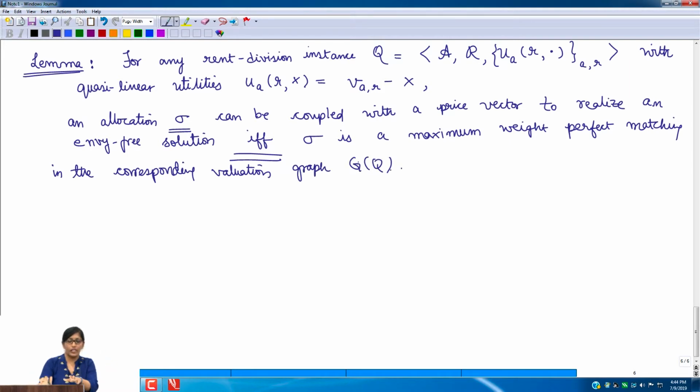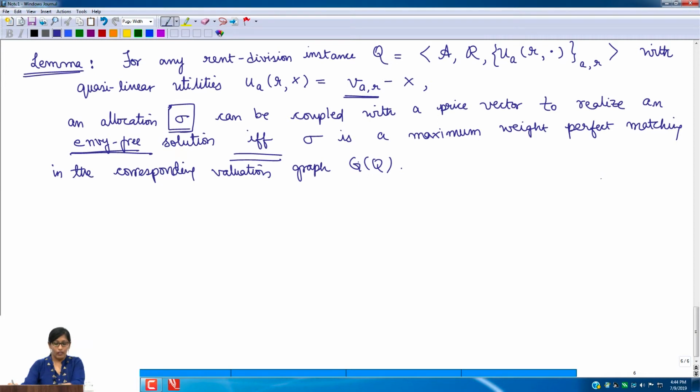And the valuation graph is being constructed the way I have described. It's a complete bipartite graph with weights on the edge (A, R) being nothing but this particular base value V_AR. So again, this is a very, very strong result which says that any allocation sigma can be coupled with a price vector, to make it an envy-free solution, only if it's a maximum weight perfect matching in the valuation graph G_Q.